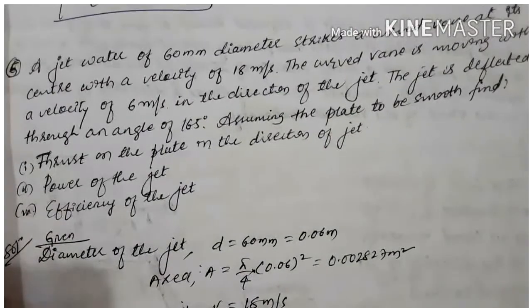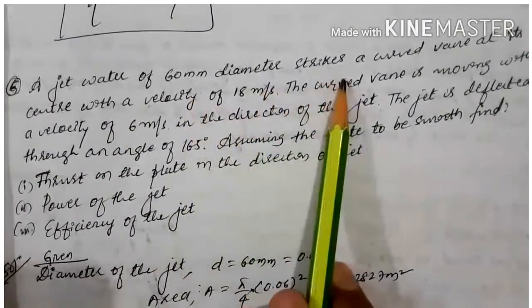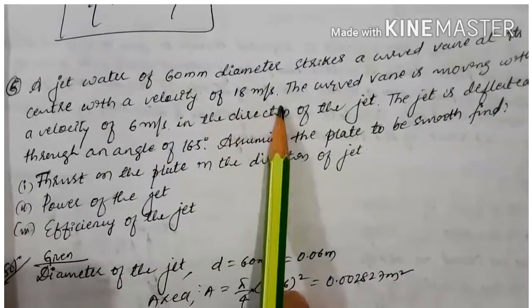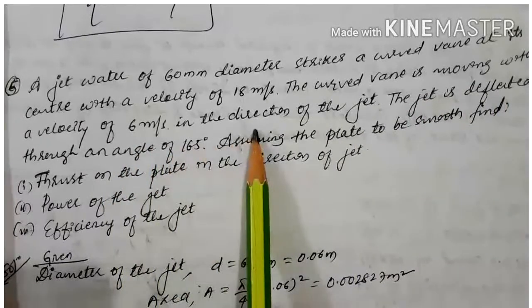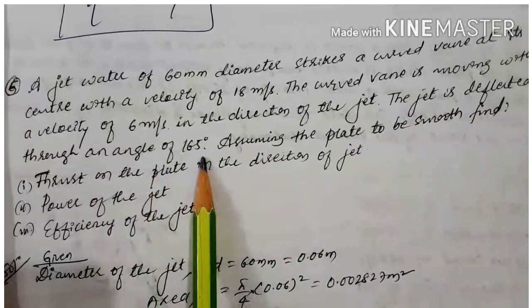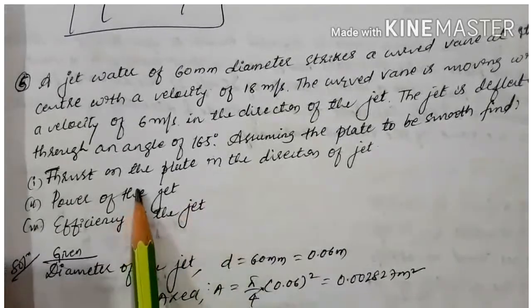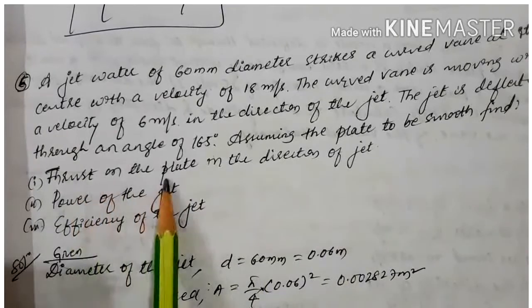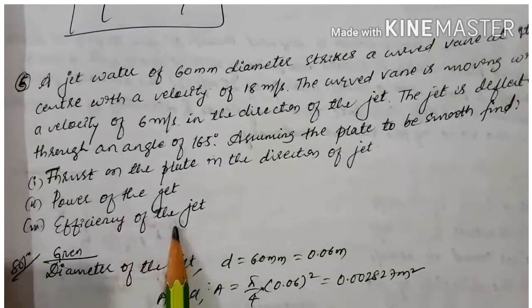Let us take the next problem. A jet of water of 60 millimeter diameter strikes a curved vane at its center with a velocity of 18 meter per second. The curved vane is moving with a velocity of 6 meter per second in the direction of the jet. The jet is deflected through an angle of 165 degrees. Assuming the plate to be smooth, find the thrust on the plate in the direction of the jet. Thrust means the force on the plate in the direction of the jet, then the power of the jet and efficiency of the jet.